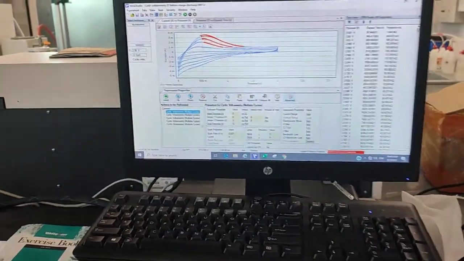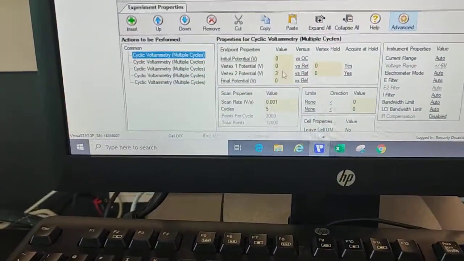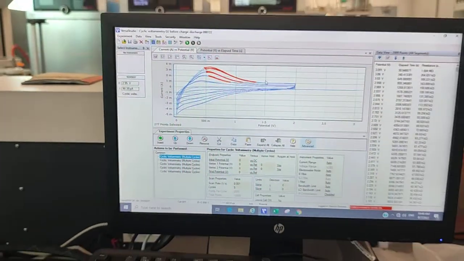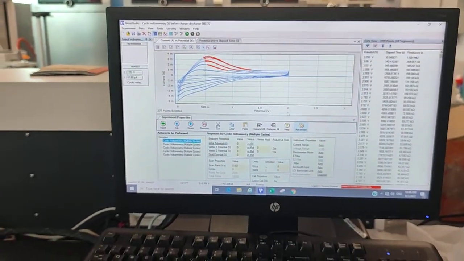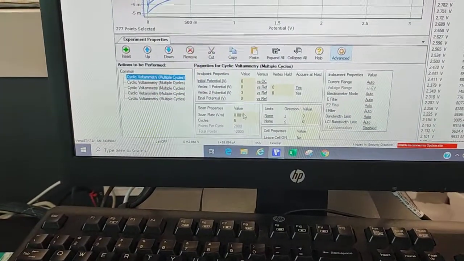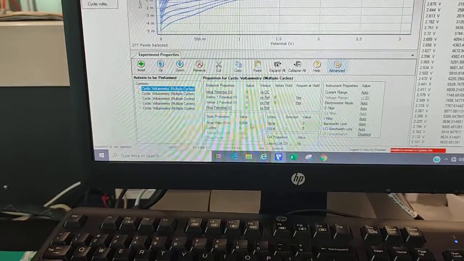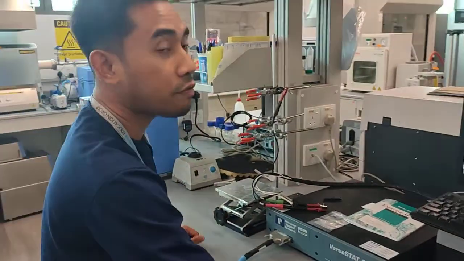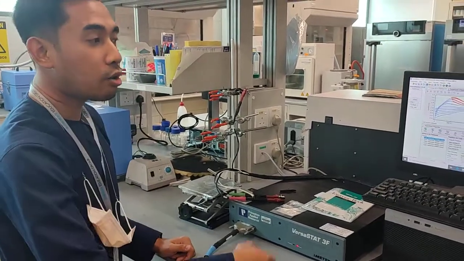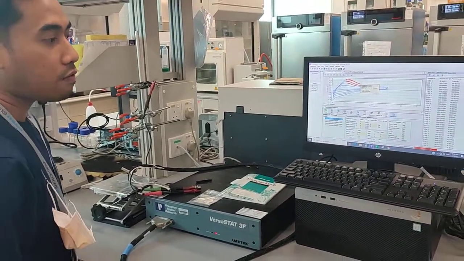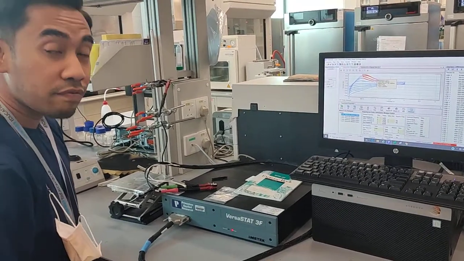Then we're going to run. You need to set the voltage range based on your materials, at which potential they will undergo redox, and then find a very suitable scan rate. When you go to a very high scan rate, basically you cannot get a very obvious peak. So at low scan rate, I recommend using a very low scan rate, for example 0.1 millivolt per second.